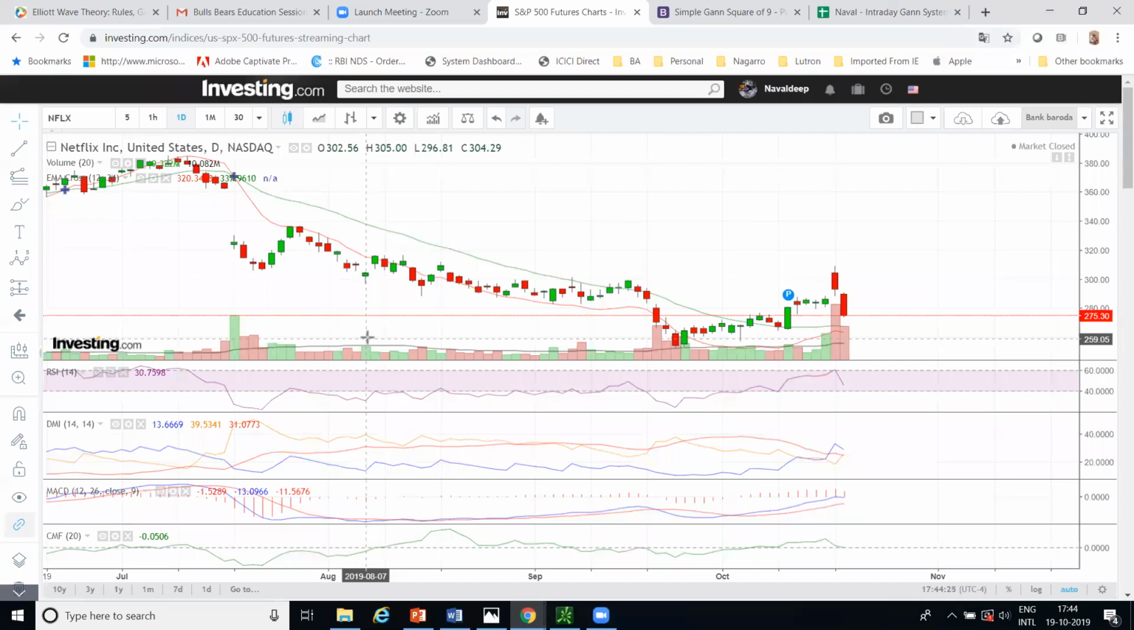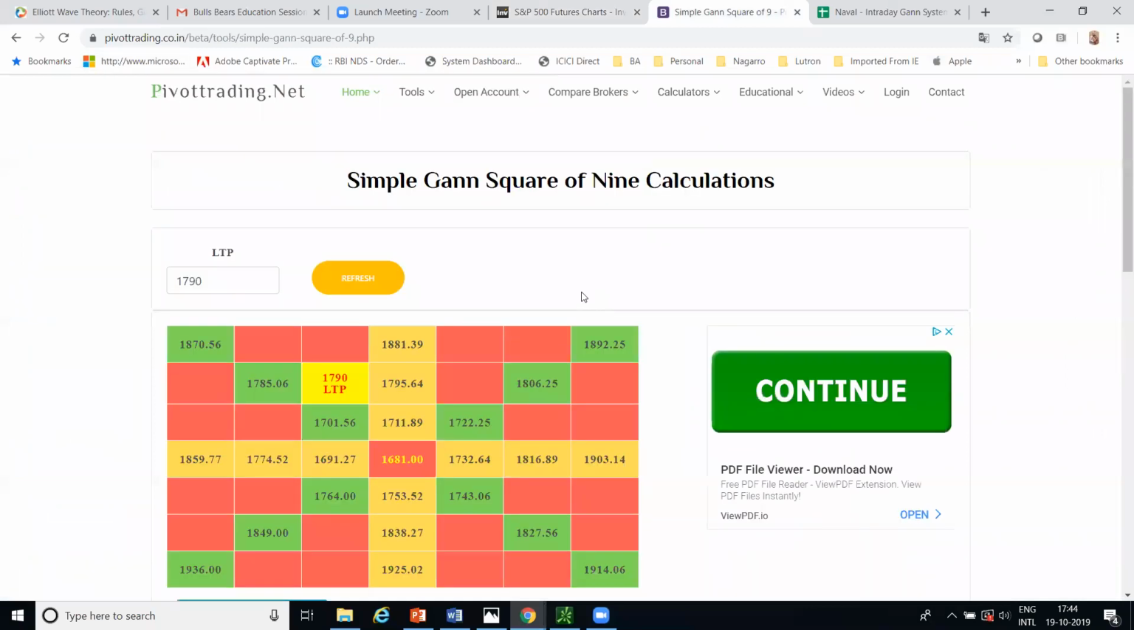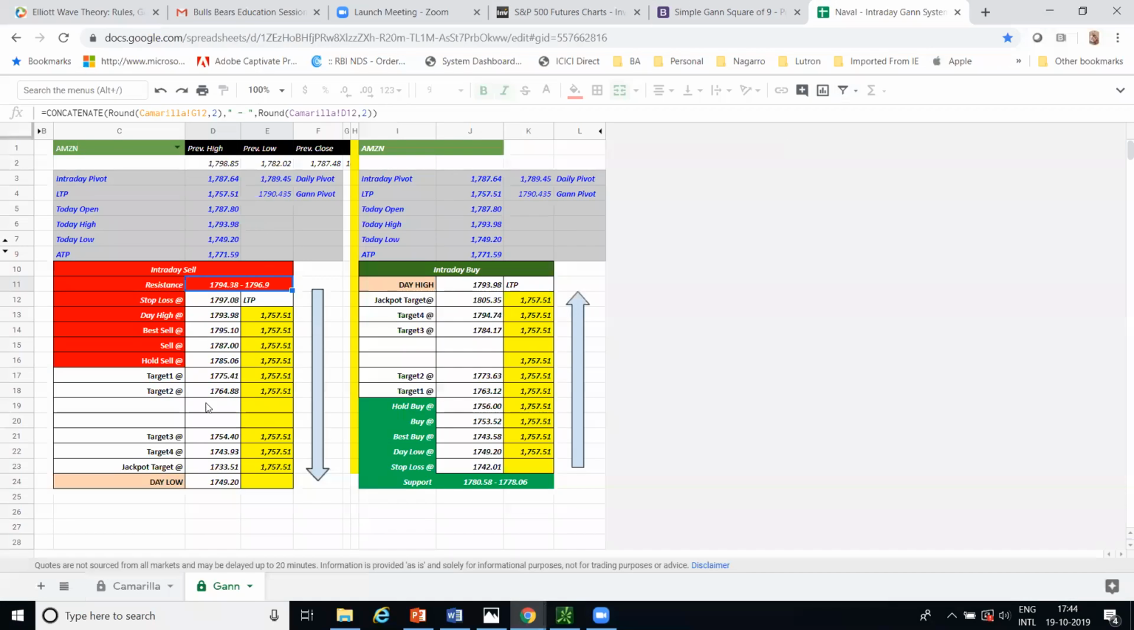Naval, what is that pivot website you mentioned? The India one? Pivot Trading, from India. Pivottrading.co.in, right? Okay, thanks. This has the Gann pivots, which you want to use if you want to make this chart.